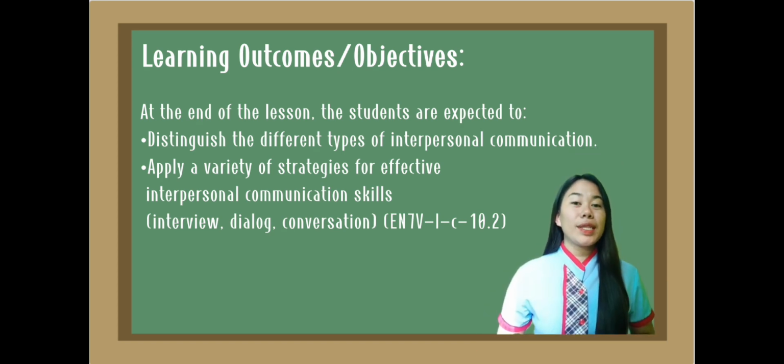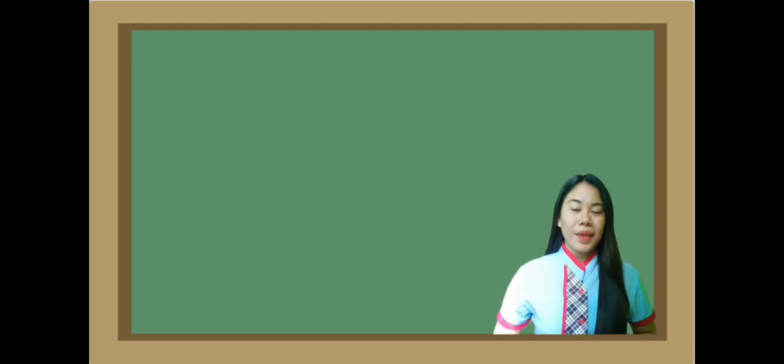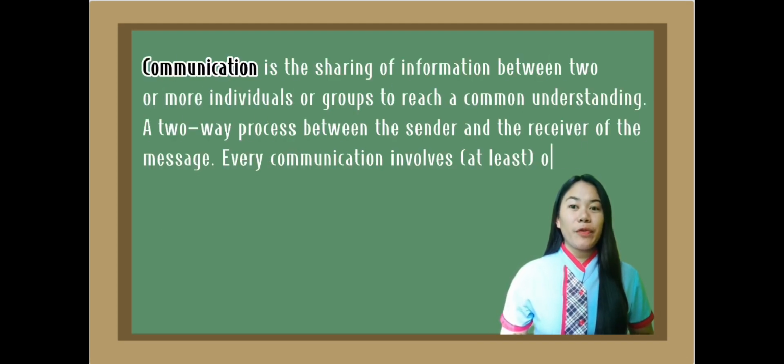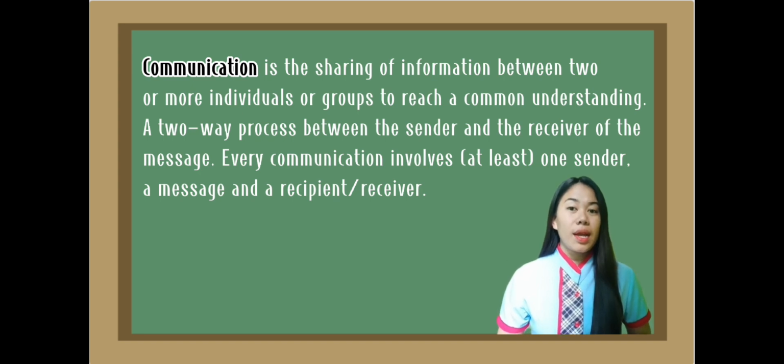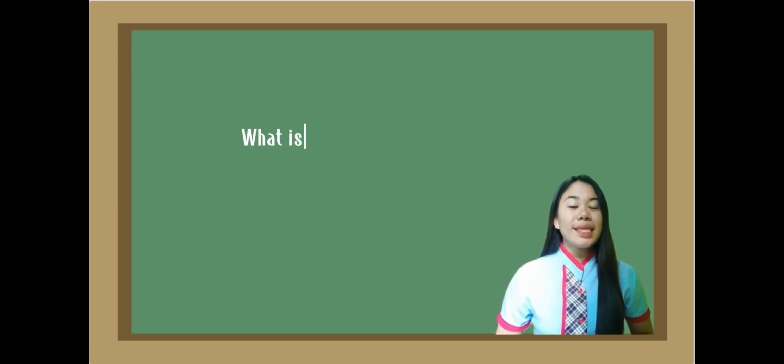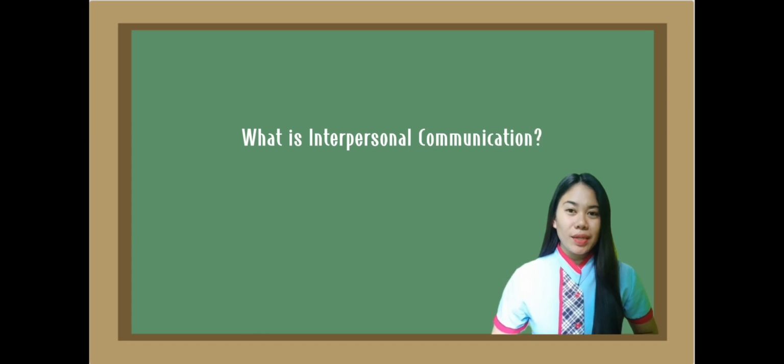Alright, so now let us first define what is communication. Communication is the sharing of information between two or more individuals or groups to reach a common understanding. It is a two-way process between the sender and the receiver of the message. Every communication involves at least one sender, a message, and the recipient or the receiver of the message. So now, what is interpersonal communication?